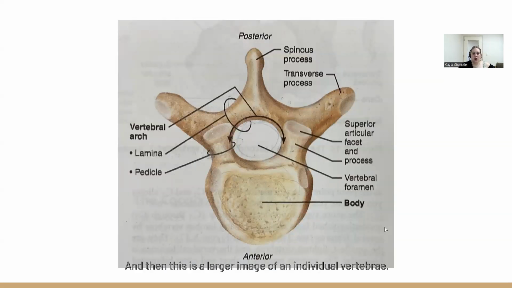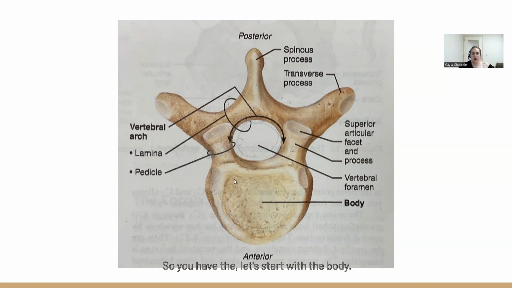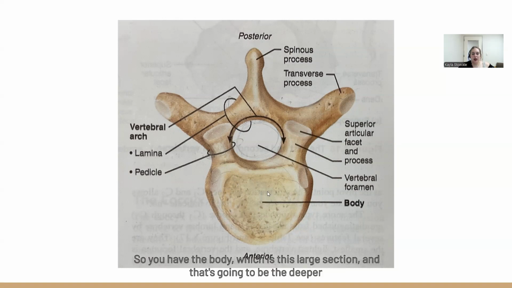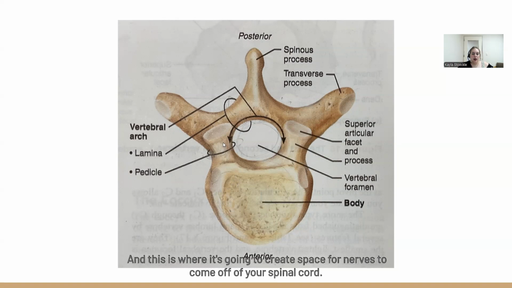And then this is a larger image of an individual vertebrae. While not every vertebrae is going to look exactly like this, this is a general layout of vertebrae. Let's start with the body. The body is this large section, and that's going to be the deeper section of the vertebrae. Off of the body, you have a pedicle on each side. You can see it's this large portion here, and this is where it's going to create space for nerves to come off of your spinal cord.